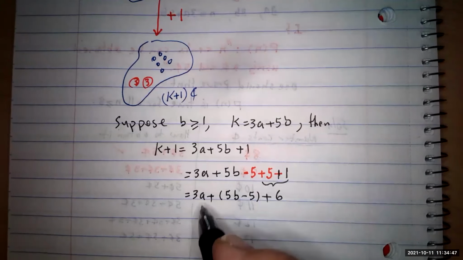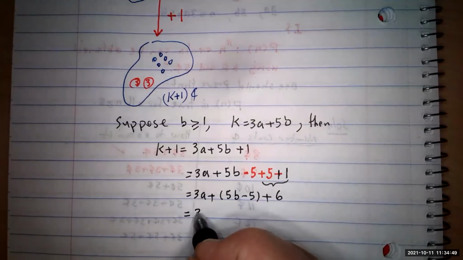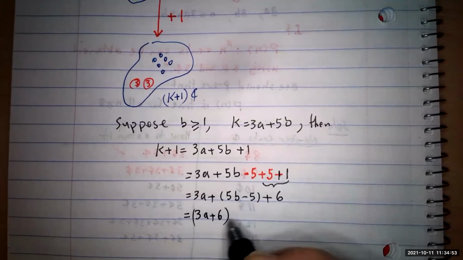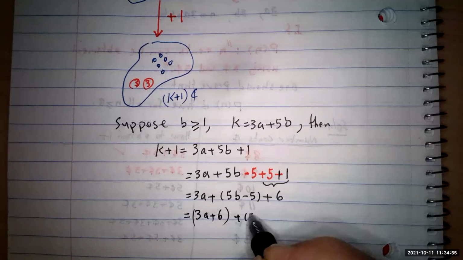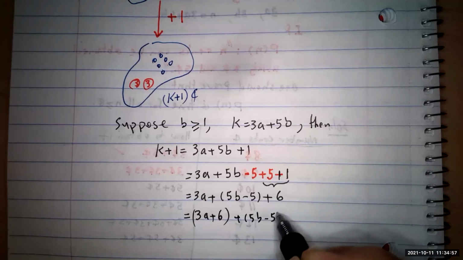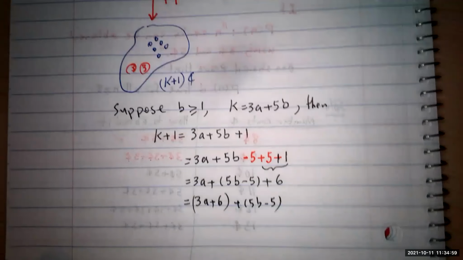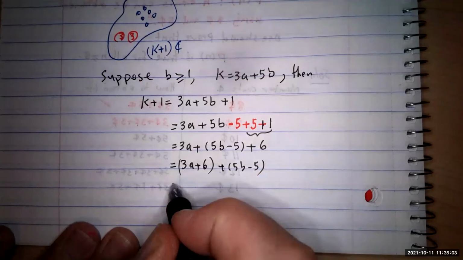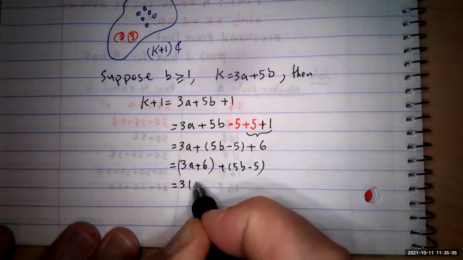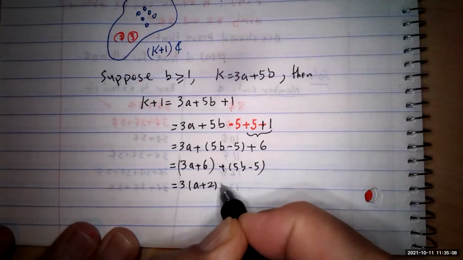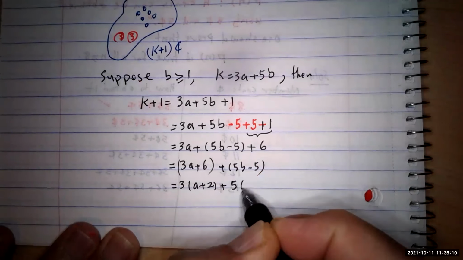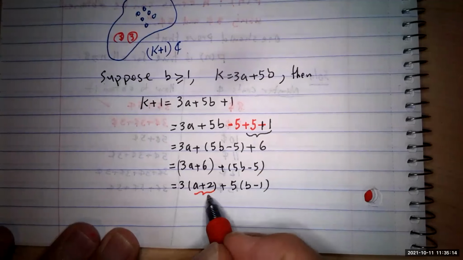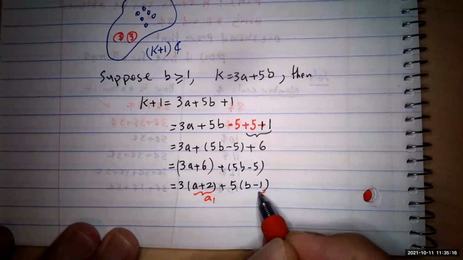Okay, now put the 6 and the 3's together. So it's going to be 3a plus 6, and you have 5b plus 5 minus 5. Remember, you want to show that they are combinations of 3's. So we can factor out the 3 here, which gives a plus 2, and we can factor out the 5 here, which makes it b plus 1. There you are. You call this one A1, and you call this one B1.